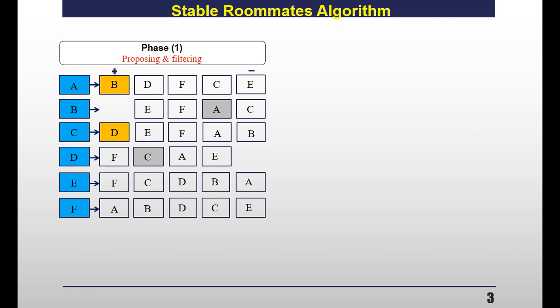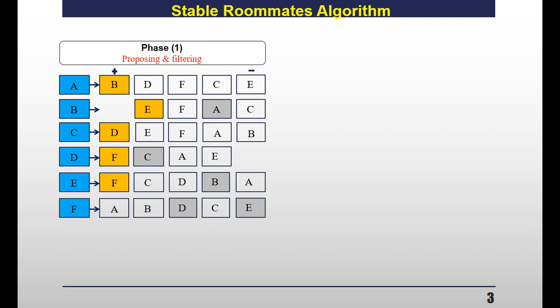So B proposes to the next preferred one, which is E, and E holds the proposal from B. C has already made a proposal, so go to D. D makes a proposal to F, and F holds the proposal from D. E makes a proposal to F, and F holds the proposal from E and waits.